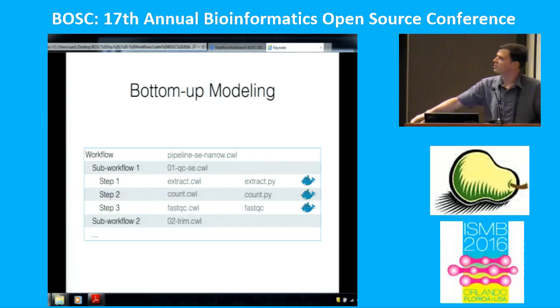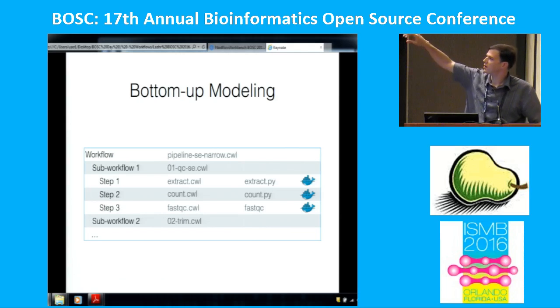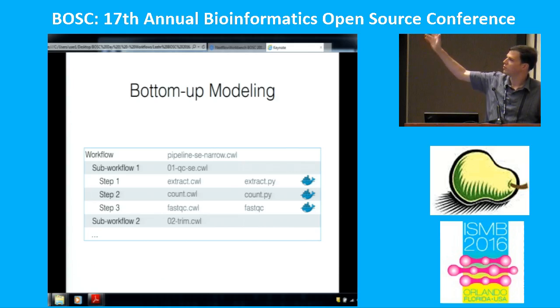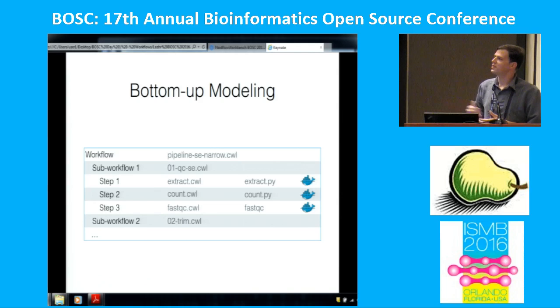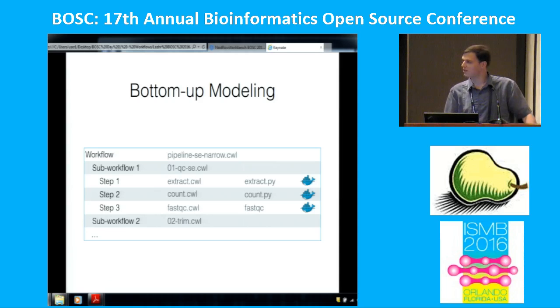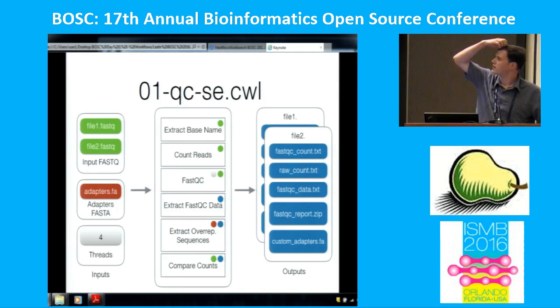Just to describe this a little more, we have one of the variants of the pipeline for ChIP-seq, and it calls down to a couple of different sub-workflows. Within those, there are a number of steps that do very pedestrian things like extract the base name of a file, count the number of reads in the file, run FastQC. So that's where you're really getting into the basement and the tools that need to operate on the data. I've got little Docker images there to show that we Dockerized them, but we also let them run without Docker too.